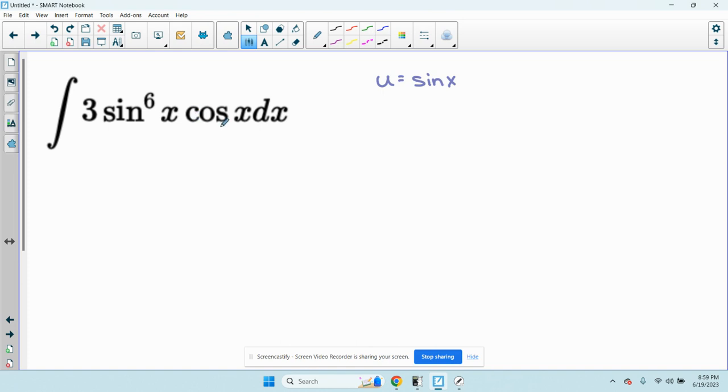And then I'm going to try and find a way to replace everything in this integral involving something from this relationship. So the sine of the x to the sixth power, right? Because sine of the sixth x is the same thing as saying sine of x to the sixth power. So I can replace this whole thing with u to the sixth power. So now I'm going to have to figure out how to replace cosine of x, dx, and then the 3 is just going to stay.